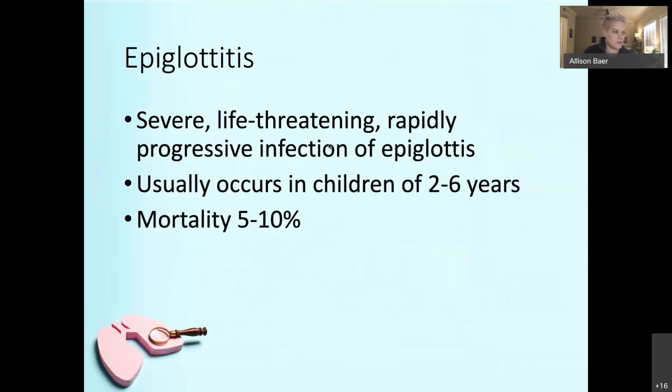Epiglottitis. So whereas croup is not that big a deal, to be honest. It's not great, but it's not terrible. Epiglottitis is bad. It's severe, it's life-threatening, it's rapidly progressive. Usually it happens in kids 2 to 6, but it can happen at any age. Actually, a lot of the X-rays that I found online were from adults, probably because it was easier to get an X-ray out of them when they're actively in epiglottitis. But the mortality on this is high. It's 5 to 10%, and that's because it progresses so rapidly.